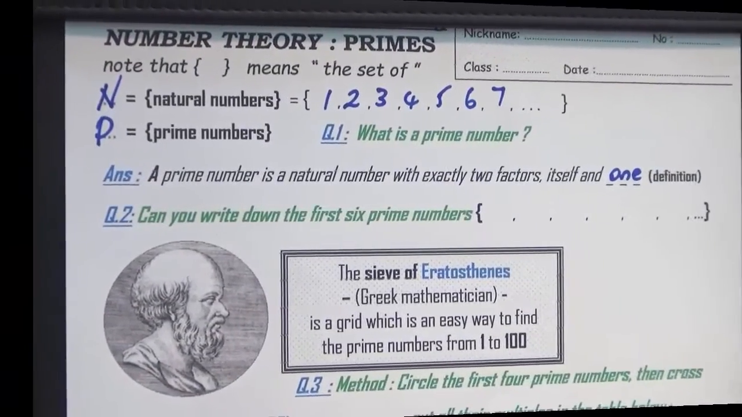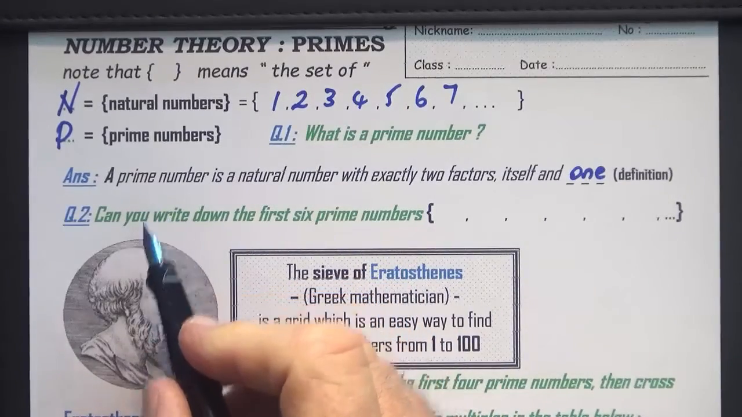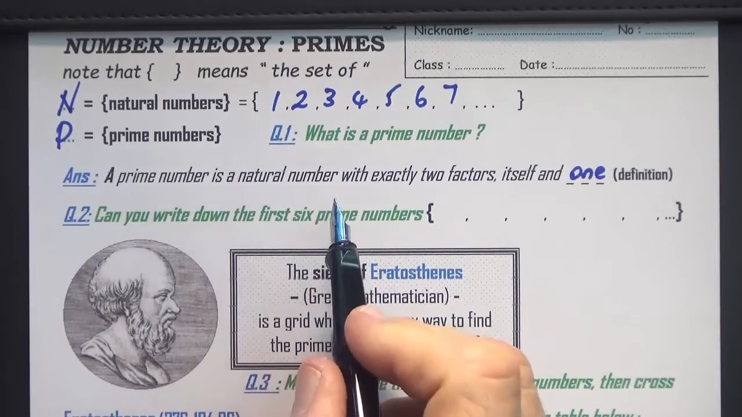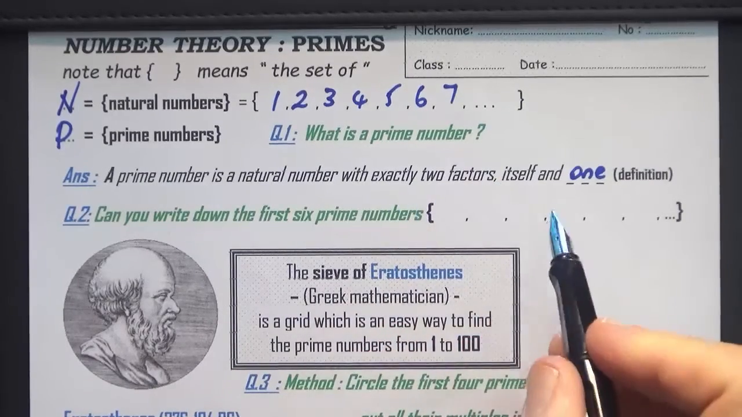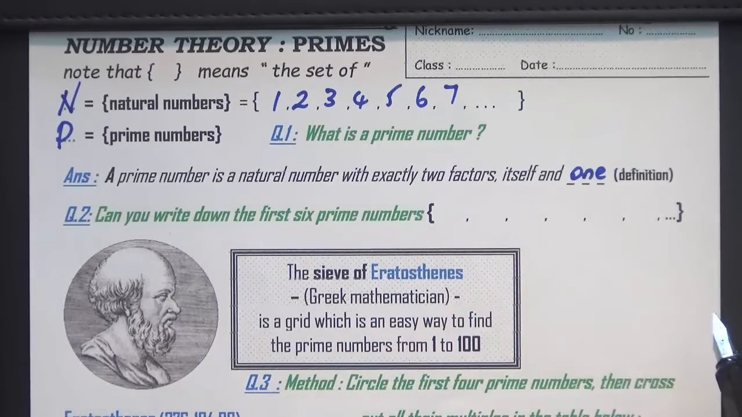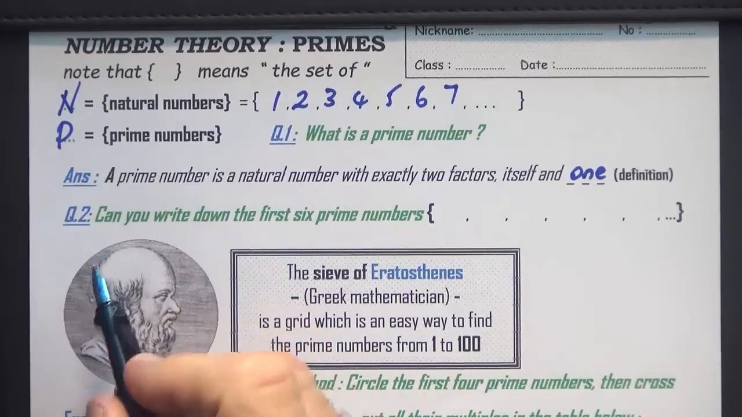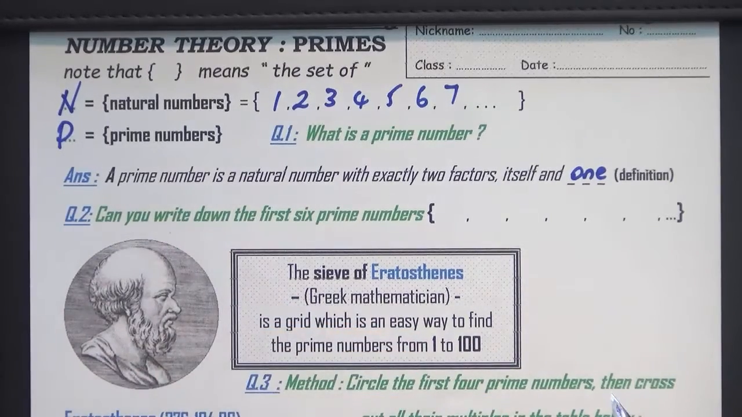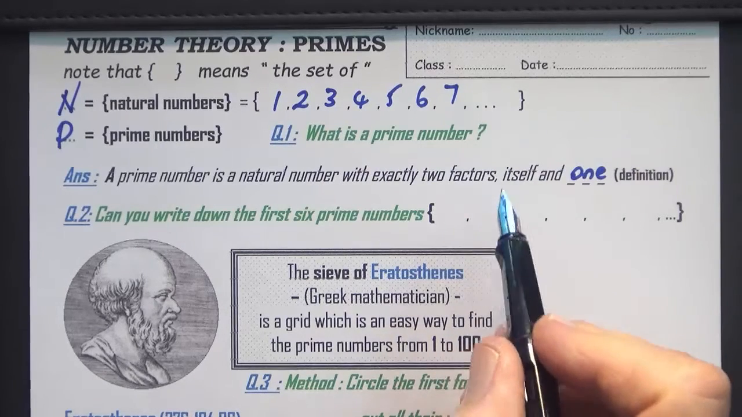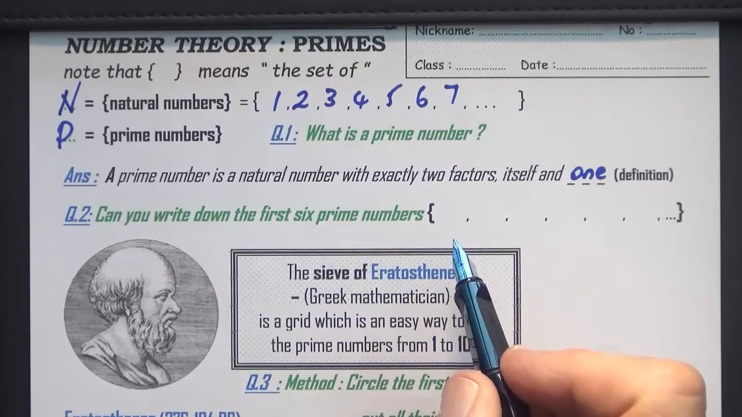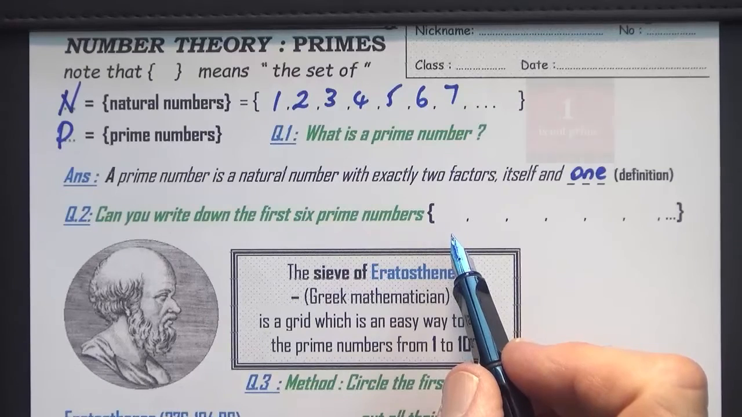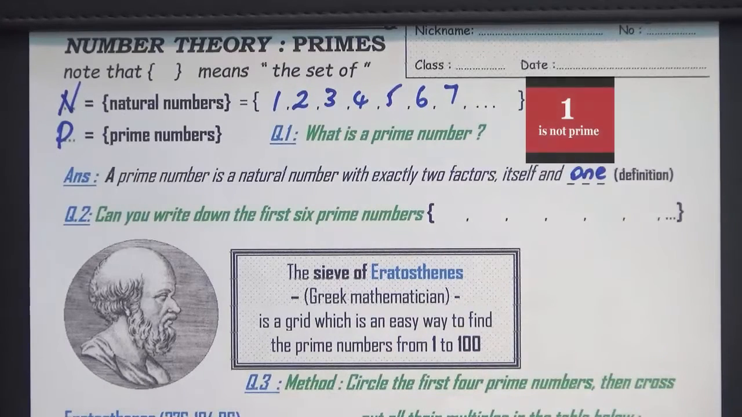So, to return to the worksheet, we have a definition. A prime number is a natural number with exactly 2 factors, itself and 1. Question 2. Can you write down the first 6 prime numbers? Well, the first one to consider is 1. But 1 does not fit our definition. 1 has only 1 factor, 1. And a prime number needs 2 factors.